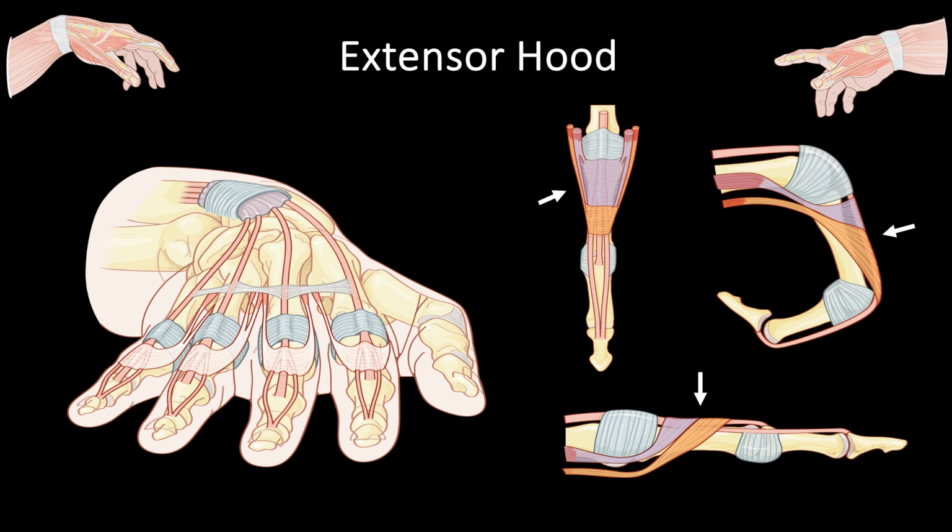The extensor hood, formed by the aponeurotic expansions of the interosseous and lumbrical muscles, consists of fibrous layers that insert onto the central slip, followed by the lateral slips, which can be considered extensions of the sagittal bands. It is clear that these structures facilitate the connection between the flexor and extensor systems.